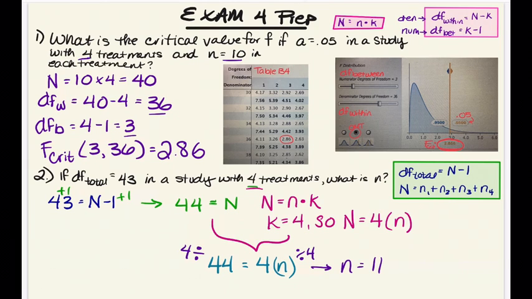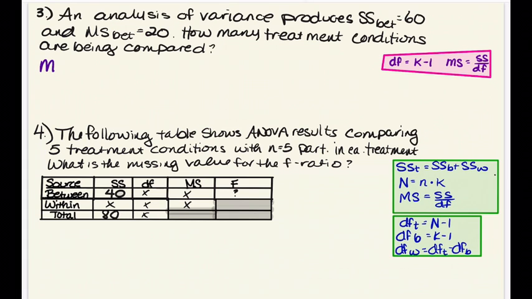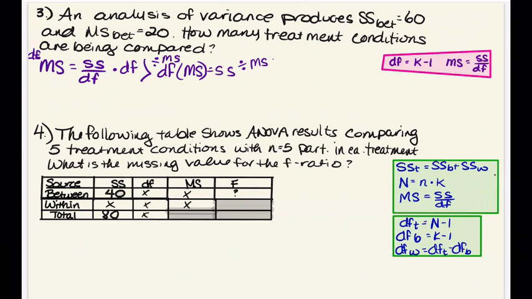Our next question asks us how many treatments are being compared when an ANOVA produces an SS between of 60 and an MS between of 20. After looking at our mean square formula, we can manipulate it by multiplying each side by degrees of freedom and then dividing each side by the mean square, which will allow us to use this formula to solve for degrees of freedom.